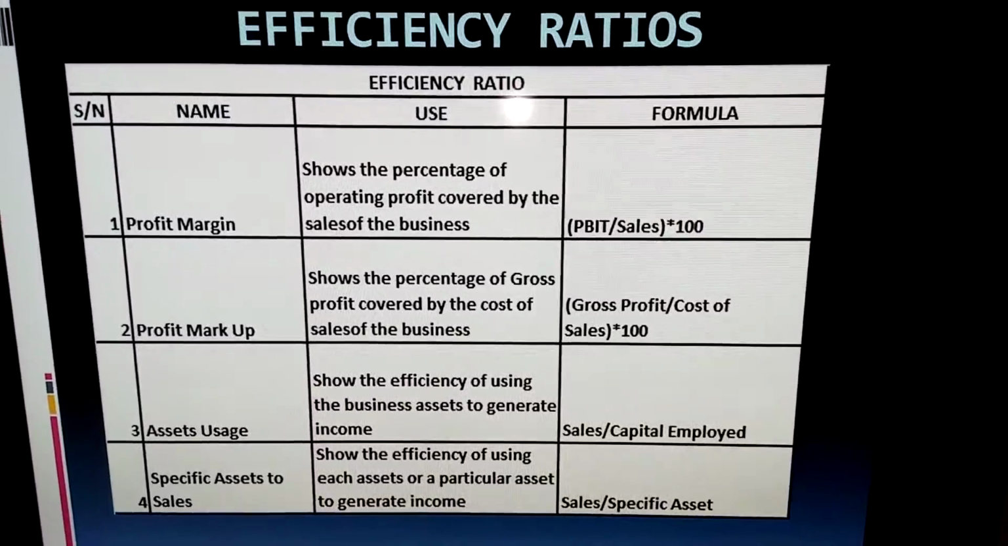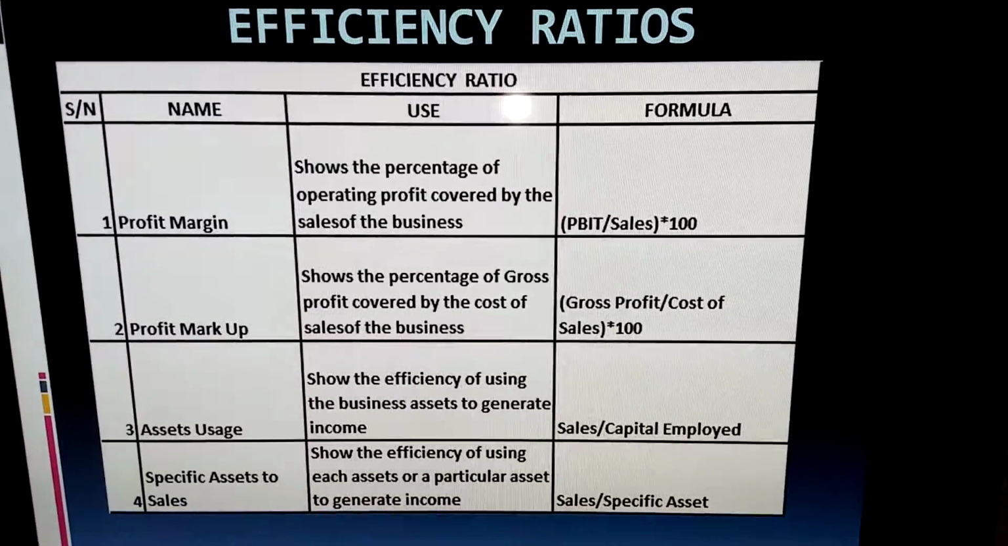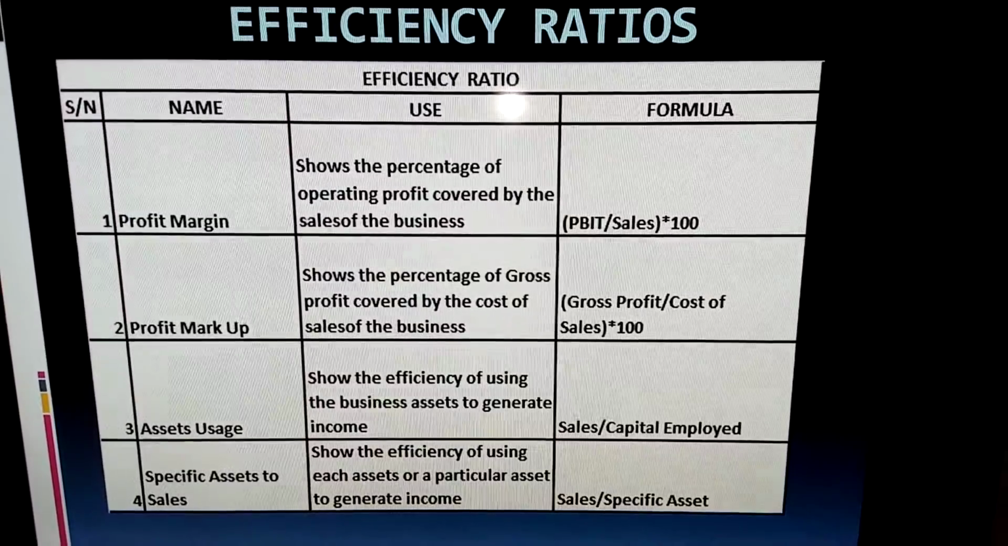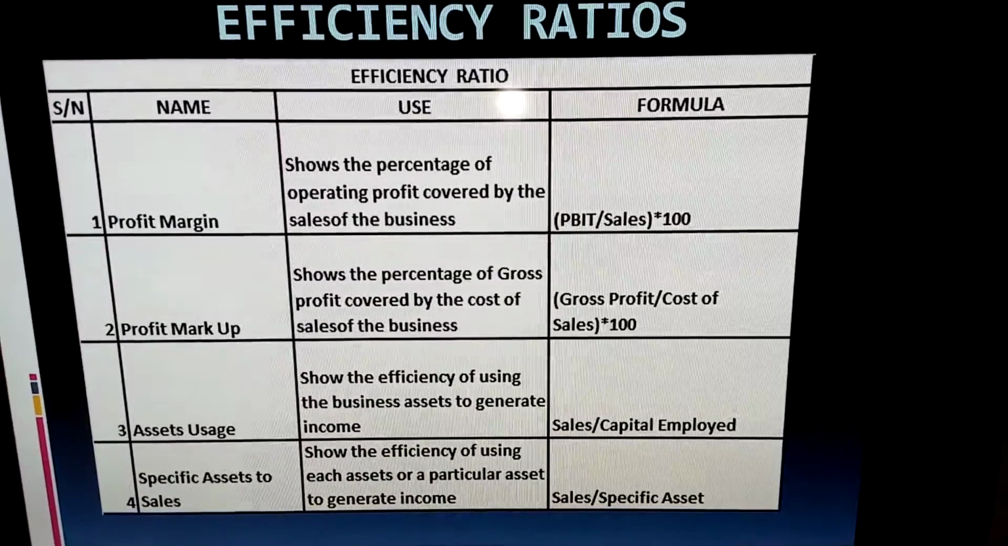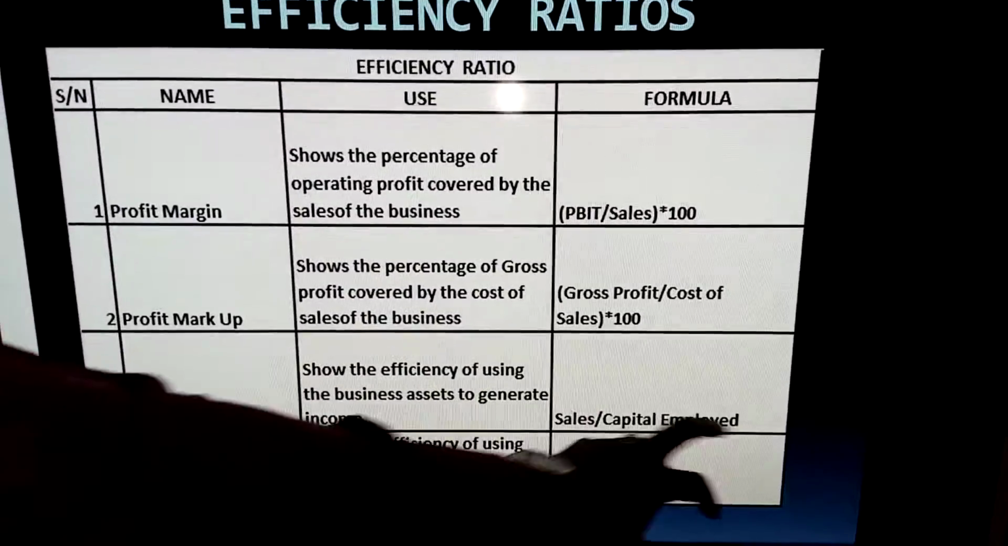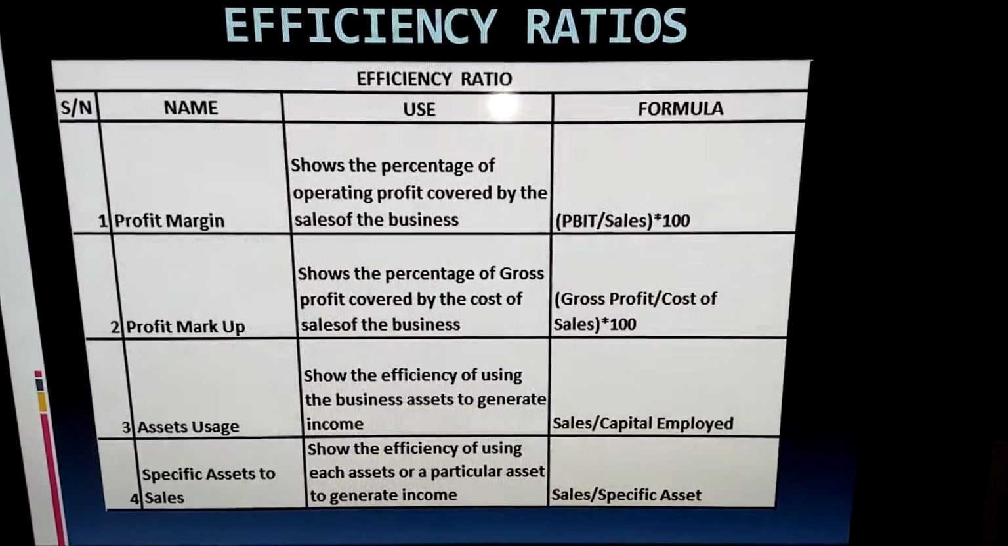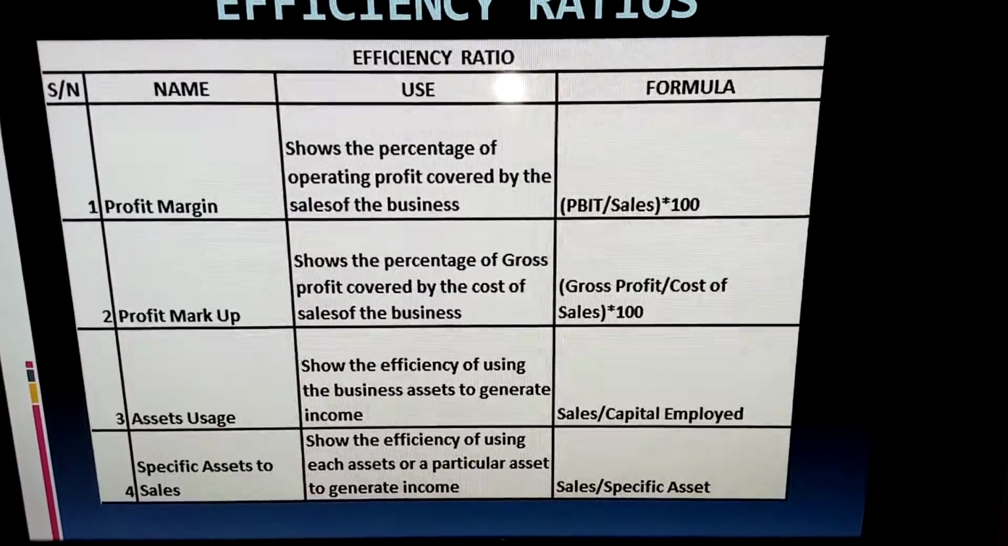Asset usage. Okay, how efficient is the business using its assets to generate income or to generate sales? Okay, so we have sales over capital employed. Capital employed is more like total assets minus total liabilities. So we have specific asset to sales.